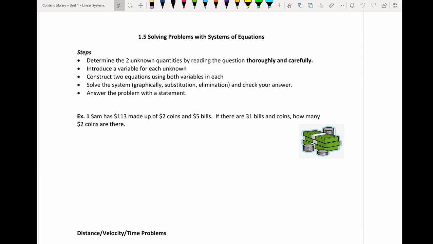If you choose to solve it using a different method of the three, so graphically, by substitution or by elimination, either way is fine. I would suggest not doing graphically unless you're using a graphing calculator. However, in terms of assessment, you will have to use one of substitution or elimination. But again, whichever way you choose is up to you.